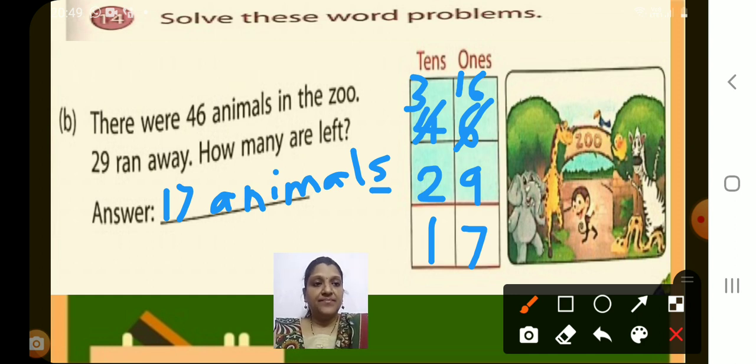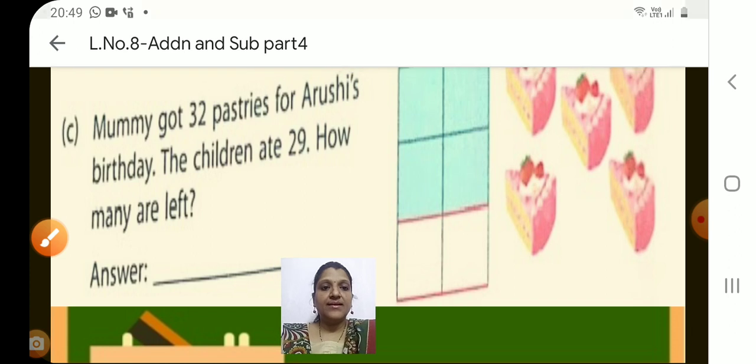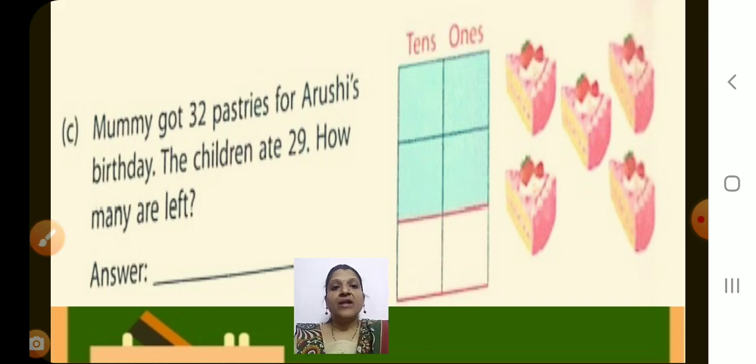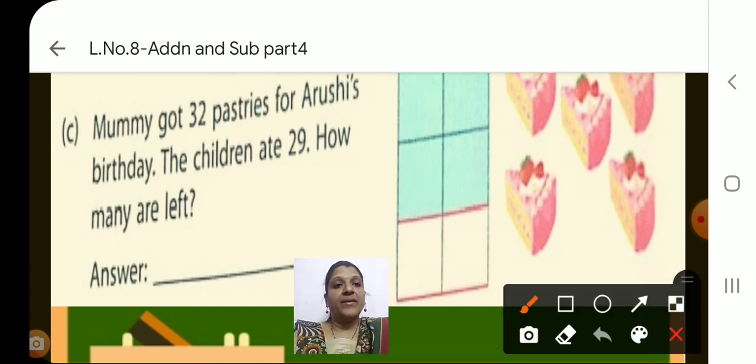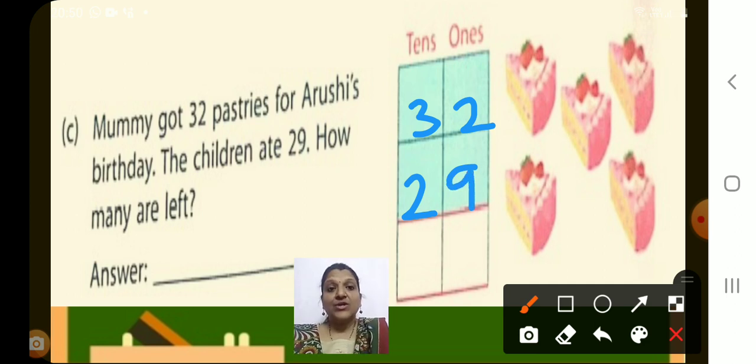Okay, children. Now let's see the next example. Mummy got 32 pastries for Arushi's birthday. How many pastries? 32. The children ate 29. So let's write number 29 over here. How many are left? To find this out, we have to do the subtraction. So put minus sign before 29.